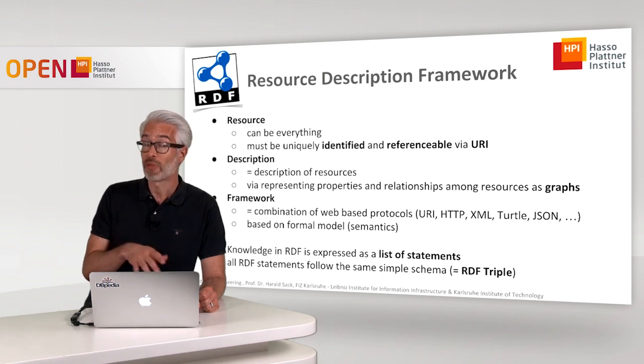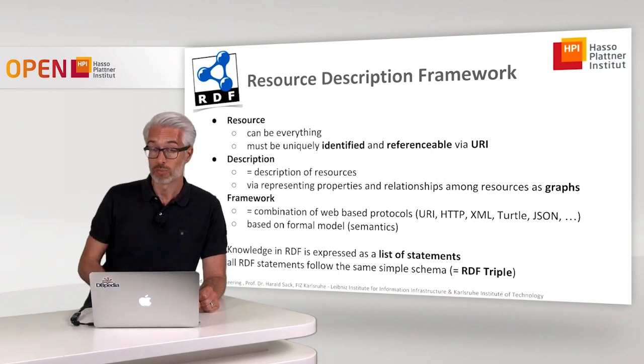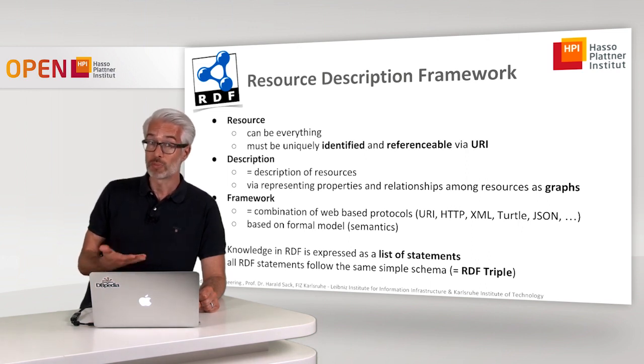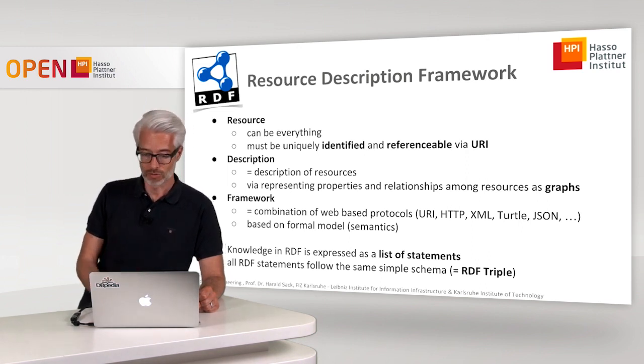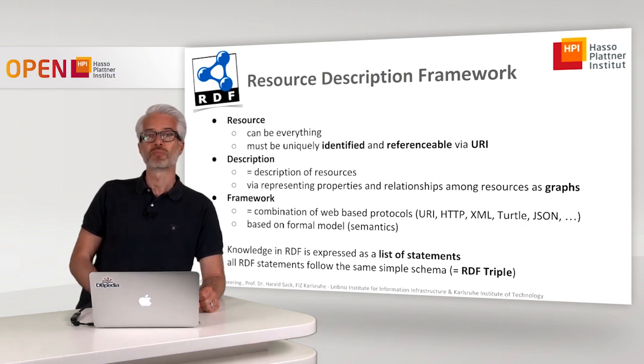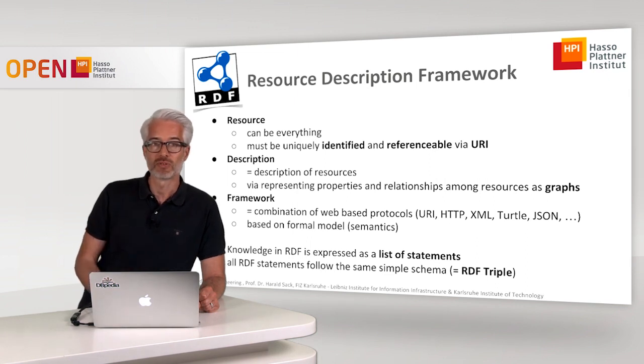We are dealing with the web, therefore everything can also be represented in the web. Also things in the real world can have a URI. We will come back to that later on. But of course, to talk about that on the web, we need a web-based identifier, and this is the Uniform Resource Identifier. Then you give descriptions, so you describe the resources, and you do this usually via representing properties and relationships among resources as graphs, as we've seen it before.